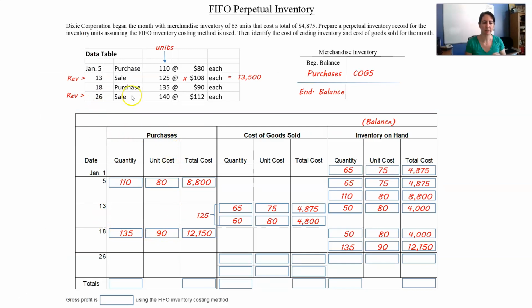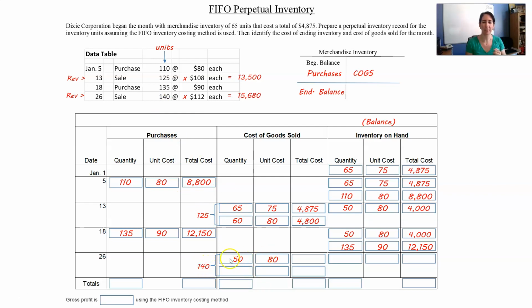The sale. We're selling 140 at $112 each. Remember, that's the sales price. Okay, so the sales price is $15,680, and we'll use that for the journal entry, but it doesn't play into this grid because this grid is all about costs. All right, we sell 140 of them. That's what we're going to focus on. So we're going to sell 140.